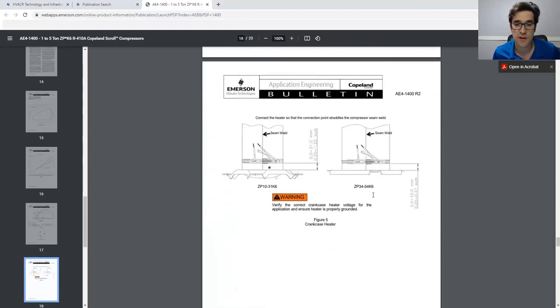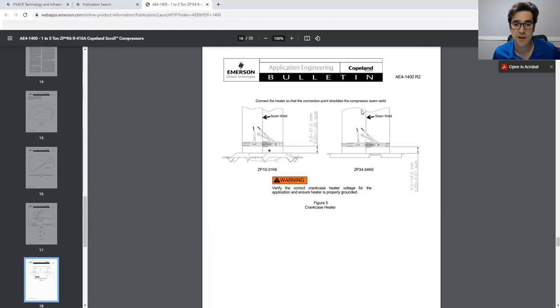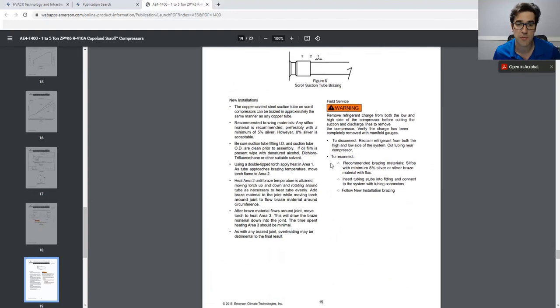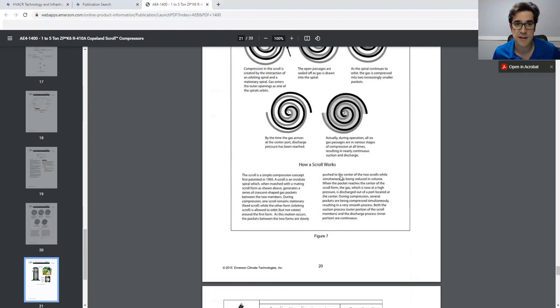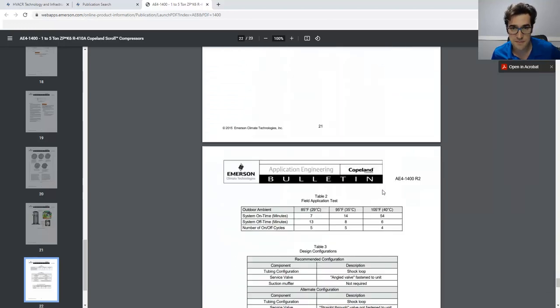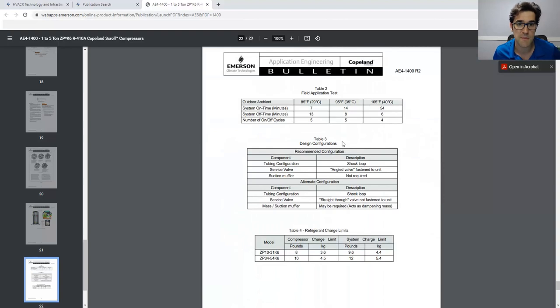Here is a wiring diagram for the solid state timer fuse. Pretty straightforward. Here's the seam weld, like I talked about earlier. And there's a specific location where these go. So if you're putting them on, look, it says between 0.2 and 1.2 inches. So important to check that stuff. How to properly braze the compressor in. And then how the scroll works. Then it talks about the suction funnel inside there. And it explains it a little bit more up top.